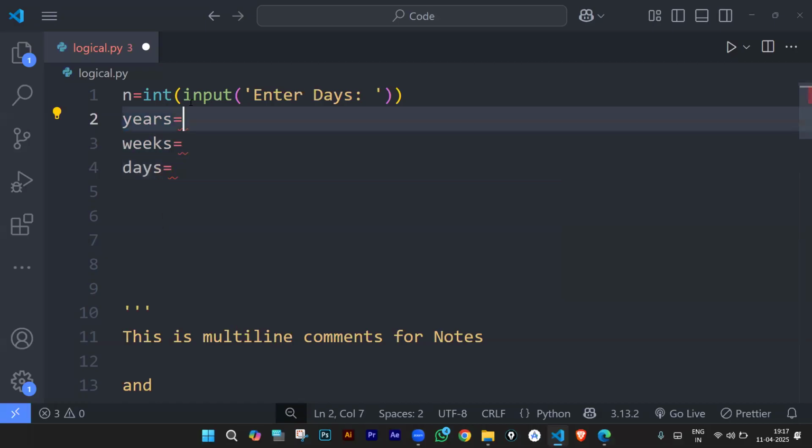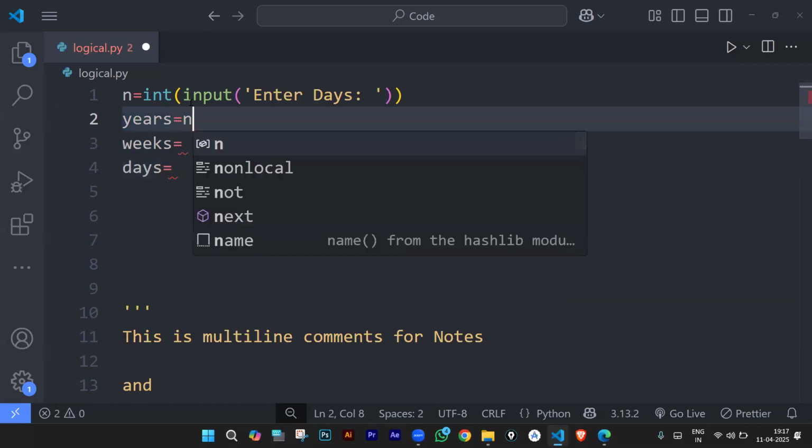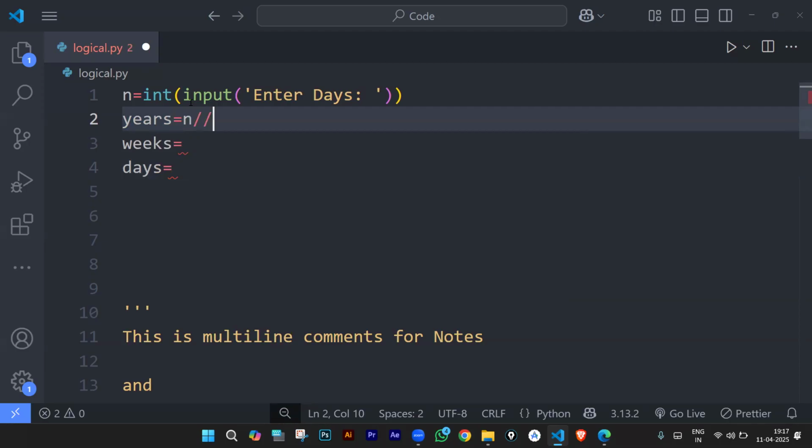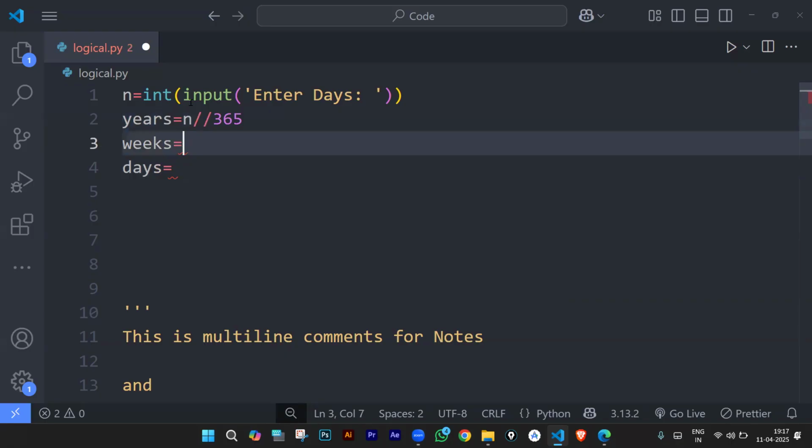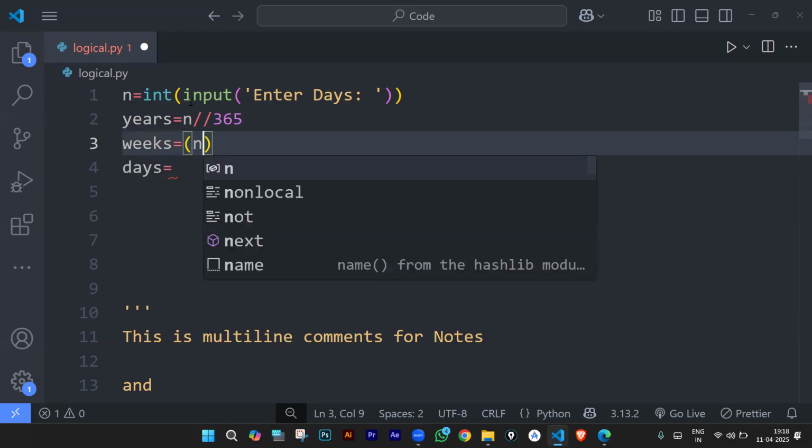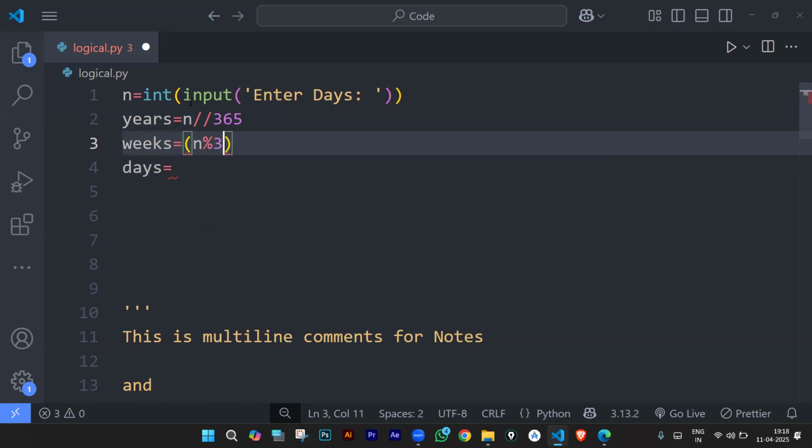Okay, done. So what is the formula for year? If I divide the given number of days by 365, I'll be getting the number of years in it. Now, after dividing, I want to get the remaining number of days. So after dividing with 365, the remaining days will be the remainder. I can get that by using modular division. For this, I have to divide that with 7.